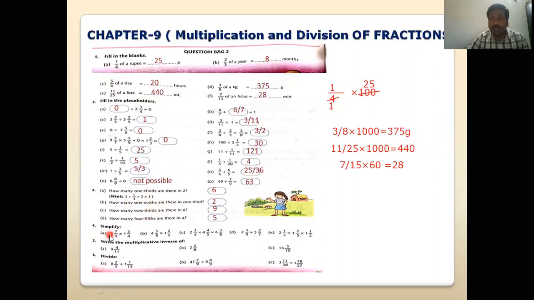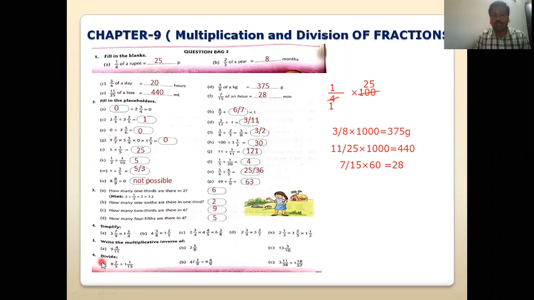We have already learned how we can simplify this type of multiplication. These types of multiplication both are mixed fractions. To solve these questions, first we will change them into simple fractions, that means improper fractions, and after that we cancel the above and below numbers and find the product. And now write the multiplicative inverse. We can find the multiplicative inverse. First, we will change into the improper fraction and write the multiplicative inverse.